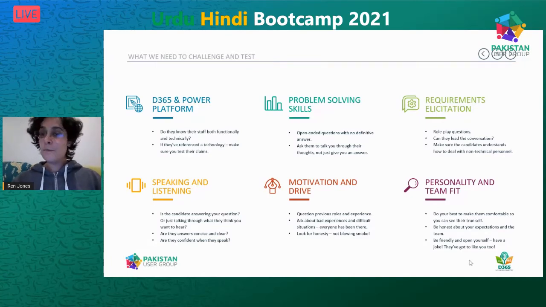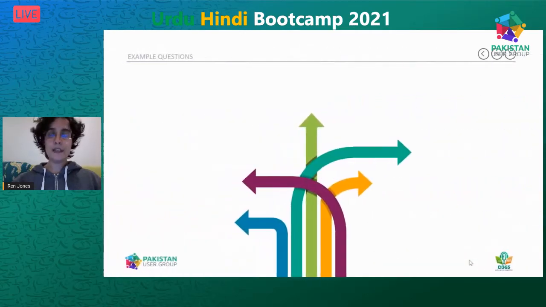Okay. And lastly, personality and team fit. I would say this is one of the most important things here. You've got to make sure people are comfortable. A way to do that might be to tell a few jokes or say something about yourself. You've got to be honest and open. And if you're friendly, they'll be friendly back to you. So super important. Okie dokie.